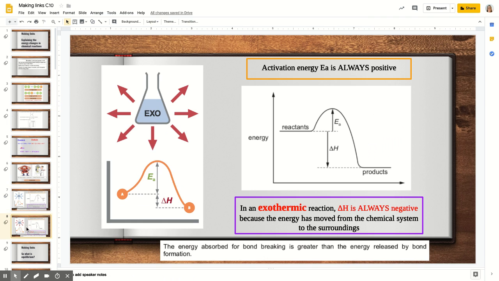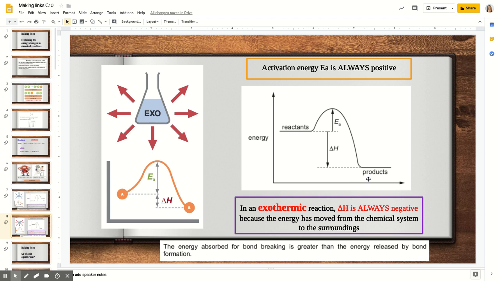If we have a look at exothermic reactions, completely the opposite. So in this case, the energy is going from the chemical system to the surroundings. It's being given out. Again, EA will be positive. So even though it follows a different profile, EA is always positive because you always have to put energy in. Reactants and products are different this time. The reactants are higher in this case.